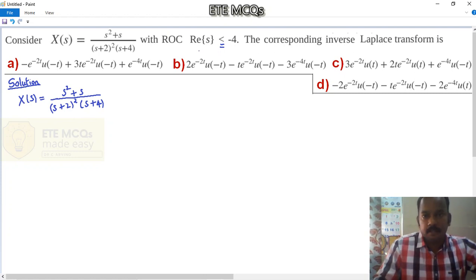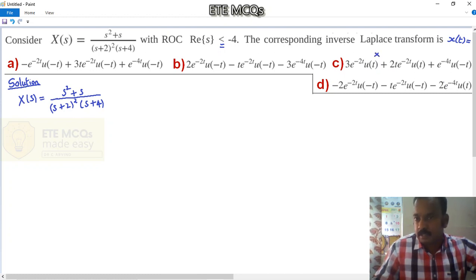Whereas the corresponding inverse Laplace transform is nothing but x of t, which is the solution. Since the less than sign is dominating, all the terms you have in the solution x of t should be a left-sided sequence. So in A, all the 3 terms are left-sided. In B also, all the 3 terms are left-sided. Whereas in C, you have one right-sided sequence. So this cannot be the solution.